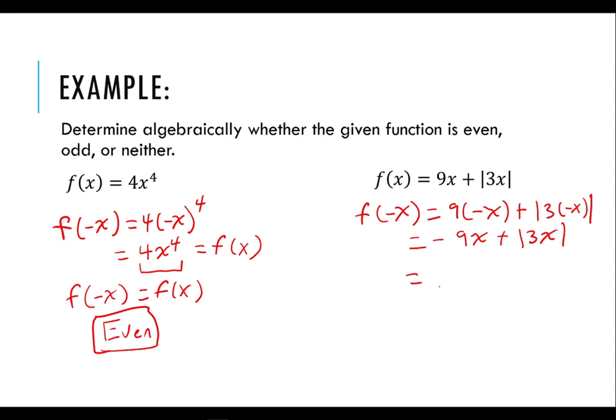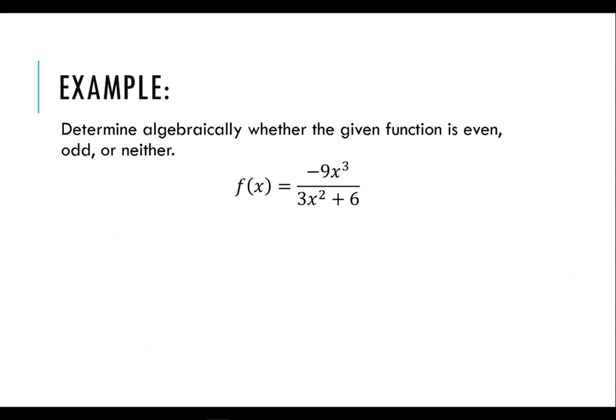The only other thing to try is to factor out a negative 1. But if we factor out a negative 1, what are we going to get? We're going to get 9x minus the absolute value of 3x. Then notice that this is not the same function we started with. And so it's not negative f of x, which means that this thing is neither.